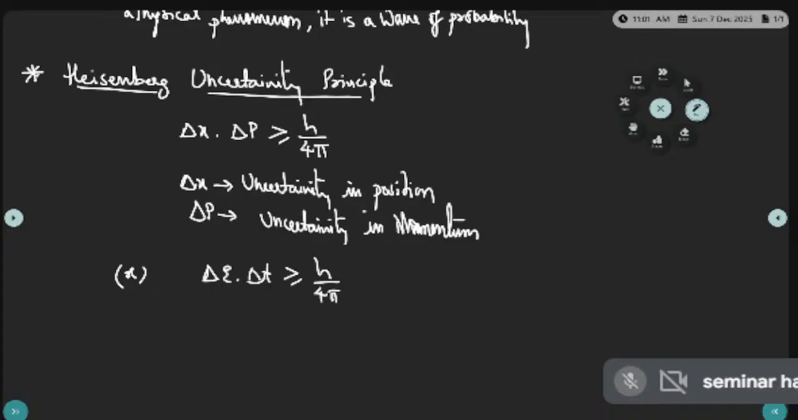Who proposed it? I said. What is it? For a particular system's two properties, if you want to define them at the same time, it is not possible. If you define one property, you cannot define the other, and vice versa. For example, a particle's position and momentum. A particle has mass, so for motion it has velocity. So position, and mass and velocity give momentum.